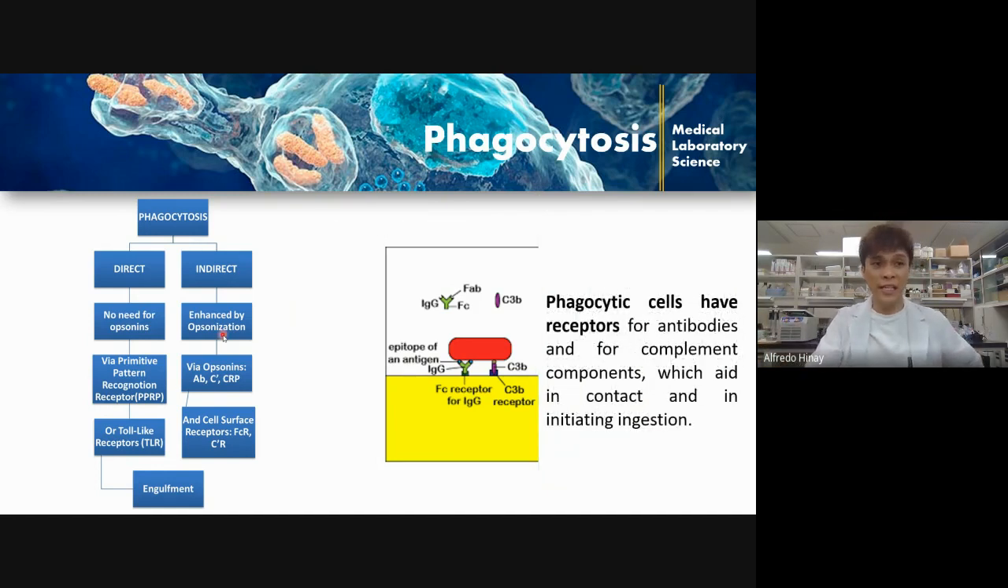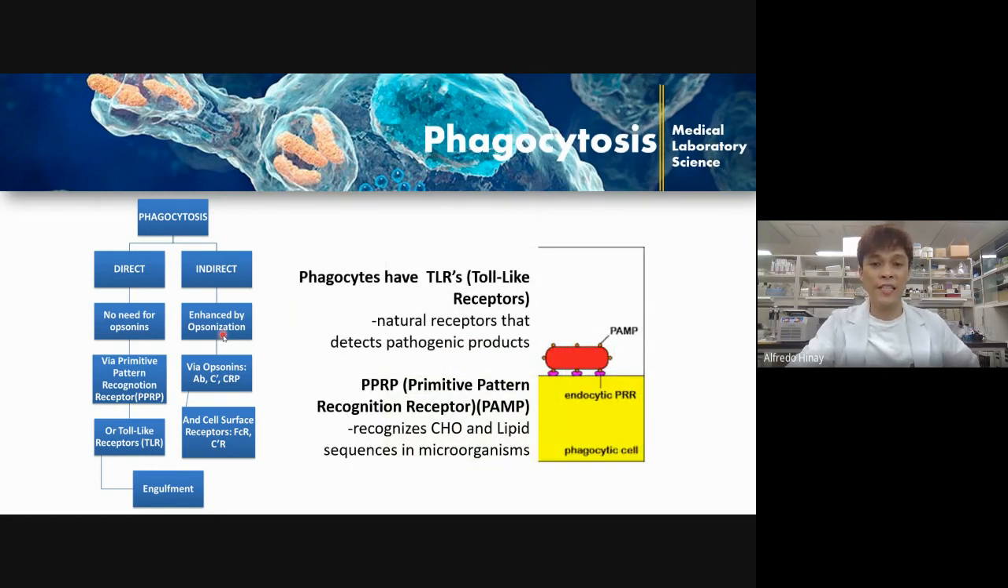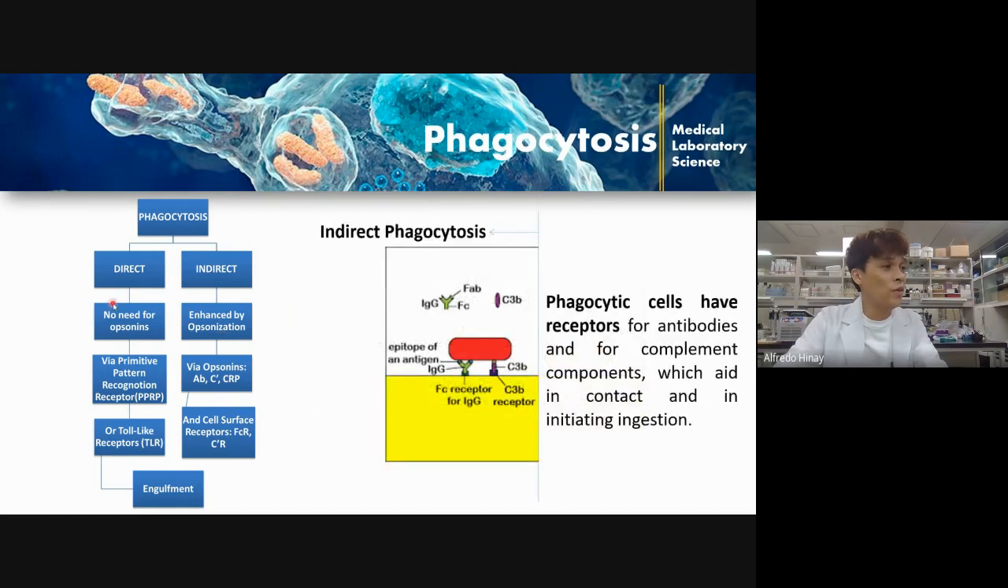Phagocytic cells have receptors for antibodies and for complement components, which aid in contact and initiating ingestion. I mentioned earlier, class, that the antibody will serve as a tag together with the complement components. Compared with direct phagocytosis, which does not require the opsonin. Therefore, the bacteria together with the TLRs, which we call pattern recognition receptors, or PAMPs, pathogen-associated molecular patterns, recognize carbohydrate and lipid sequences in your microorganisms. Like for example, you have your LPS, right? Allow me to go back to a previous slide, class.